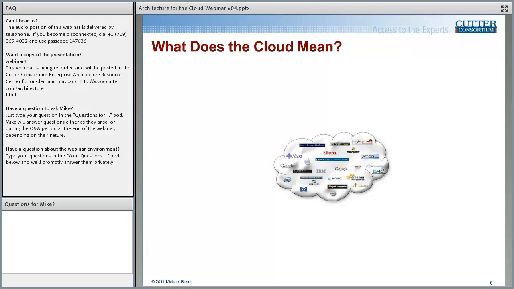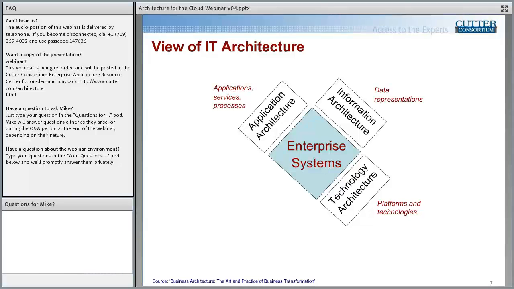Now, if that is in fact what happens, I think we're going to have some problems. Here's a view of IT architecture. Sometimes we have enterprise systems, and we can think about the technology architecture that they run on, the information architecture that describes their data, the application architecture that describes the architectural styles and patterns, as a view of the IT architecture. Obviously, there's something missing from that picture, and what is it that's missing?